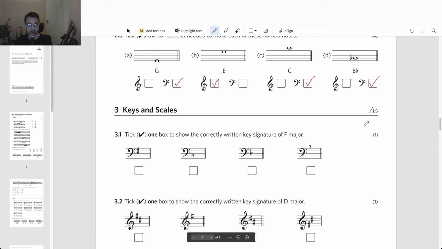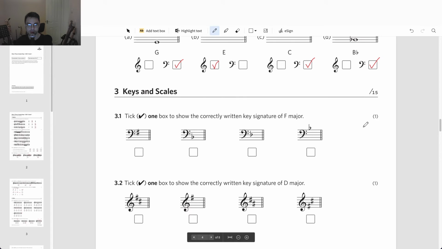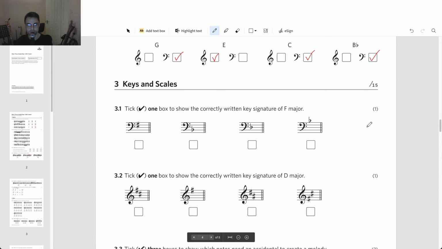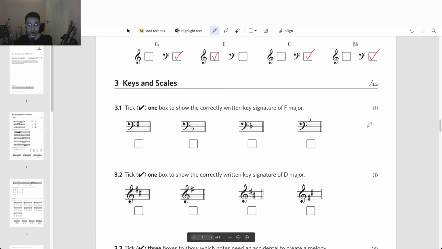Okay, section 3, keys and scales. Tick one box to show the correctly written key signature of F major. So if you've been practicing your scales, and you by now know some key signatures, F major is going to be one you know. And you should know that F major has one flat in it, and that flat is B flat.